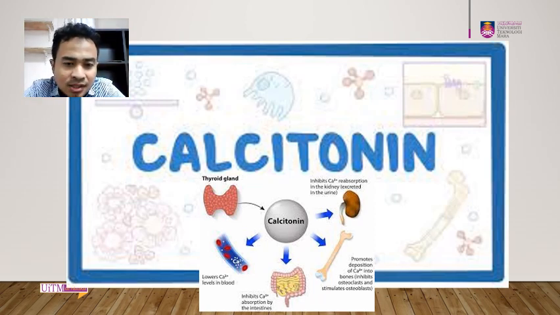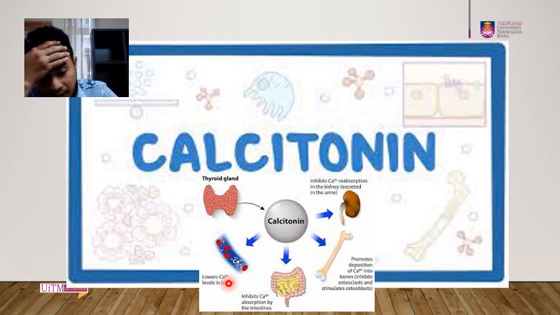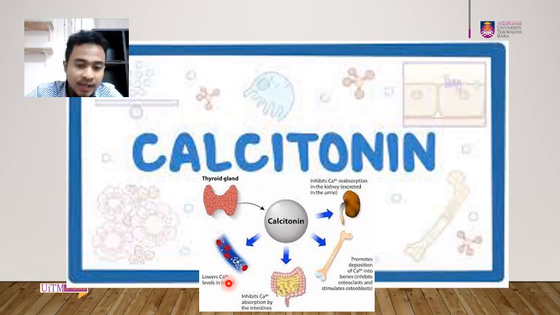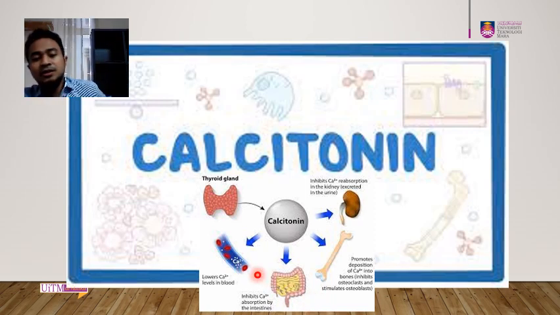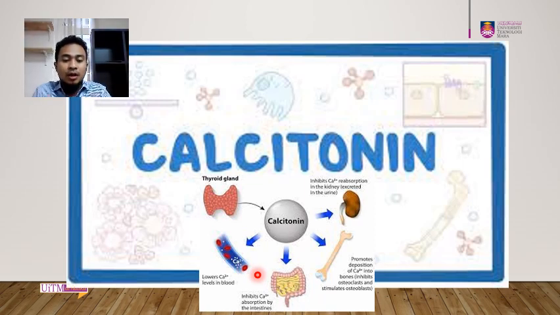Okay, so what does calcitonin do? Number one, this is the overview. It lowers the calcium ion level in the blood or within the serum, especially the hypercalcemia just now. Okay, and then it inhibits calcium ion absorption by the intestine. All right, so the intestine is unable to absorb a lot. Okay, it's preventing.